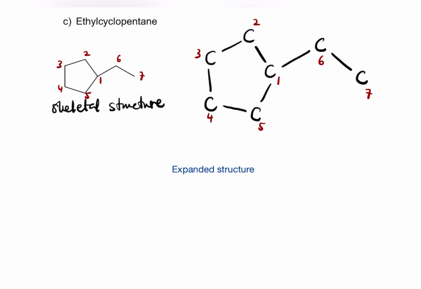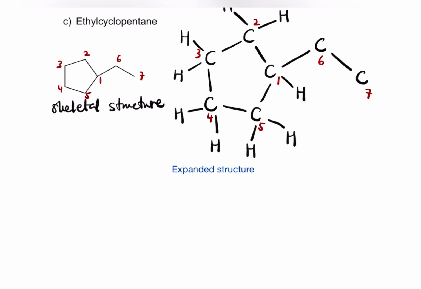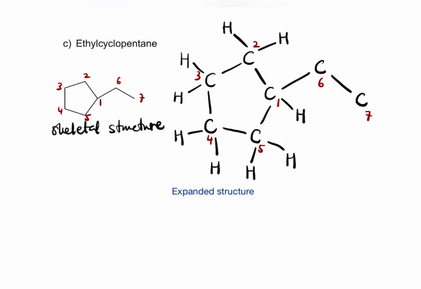So start with carbon 1 first. You got 1 more left, attached to hydrogen. And carbon 2, you got 2 more left attached to hydrogen. And carbon 3, 2 more left attached to hydrogen. And carbon 4, 2 more left attached to hydrogen. Carbon 5, 2 more left attached to hydrogen. That settles the hydrogens around the carbon chain in the ring form. Now for carbon number 6, you got 2 more left, hydrogen. And carbon number 7 with 3 more left, with 3 hydrogens. So now your expanded structure for ethyl cyclopentane is complete.